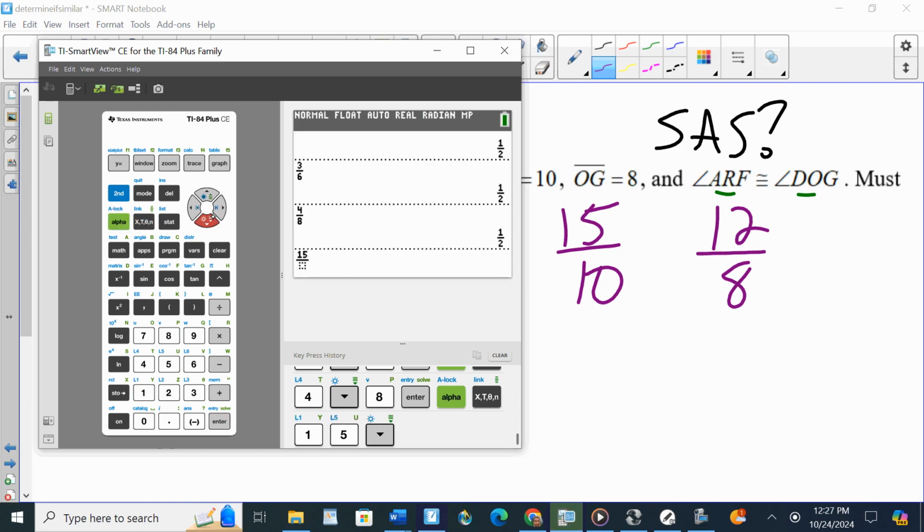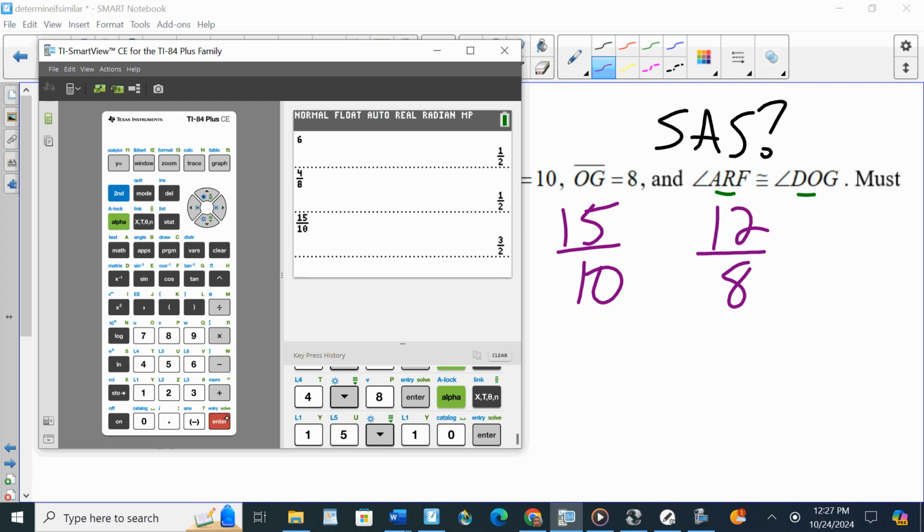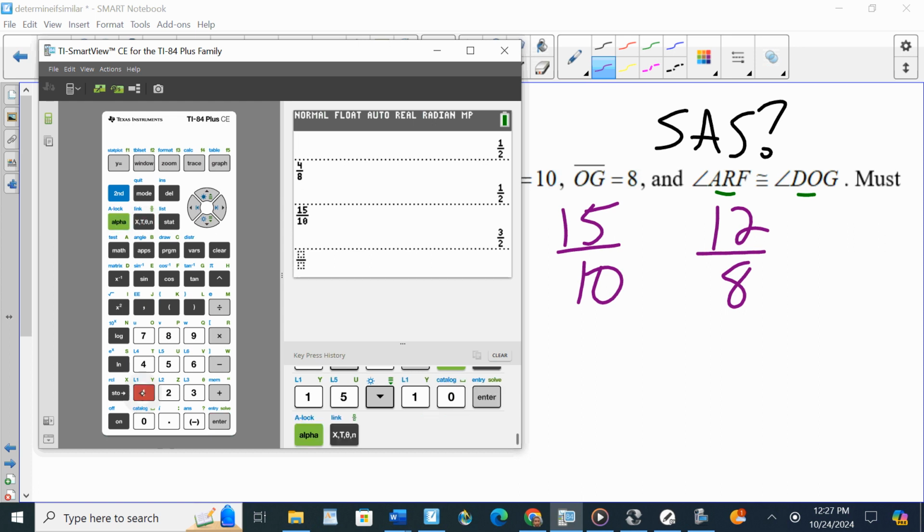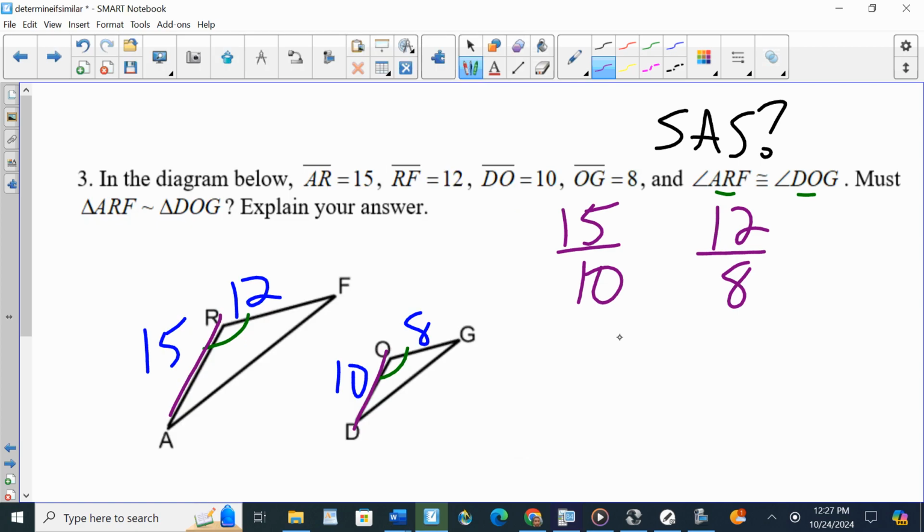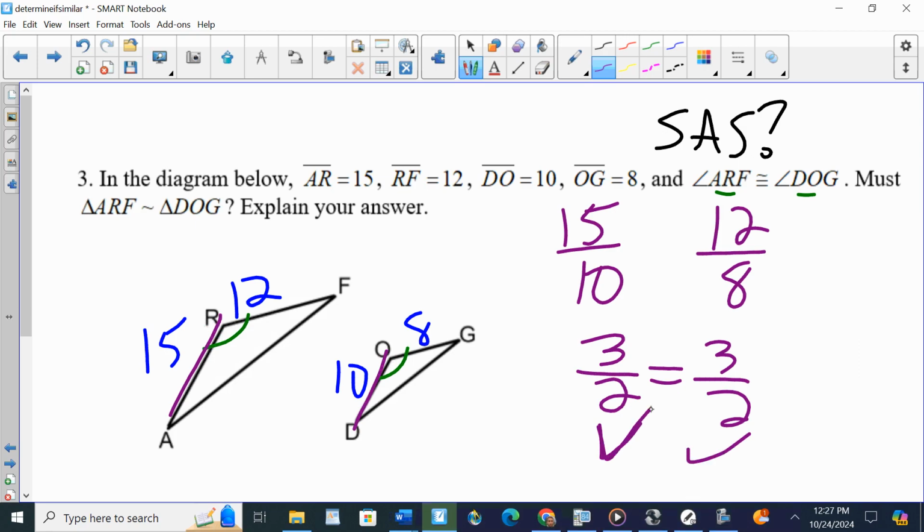15 over 10 is 3 over 2. 12 over 8 is 3 over 2. They are in proportion since they reduce to the same thing.